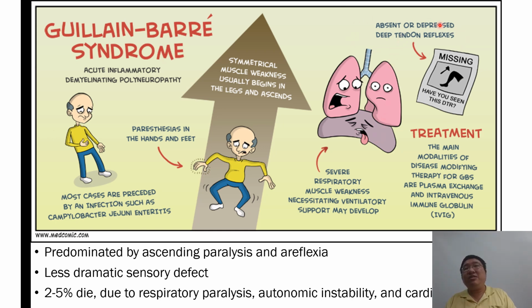So it is important that the treatment is started on time. So the main modalities of disease modifying therapy for Guillain-Barré syndrome are plasma exchange and intravenous immunoglobulin.